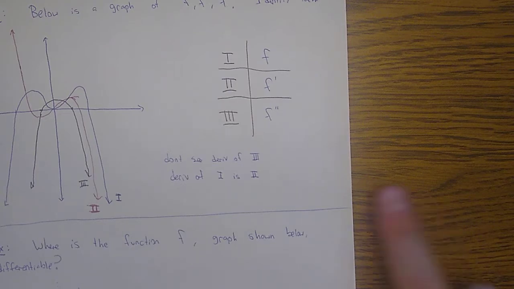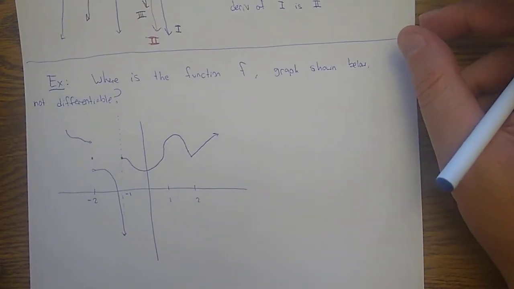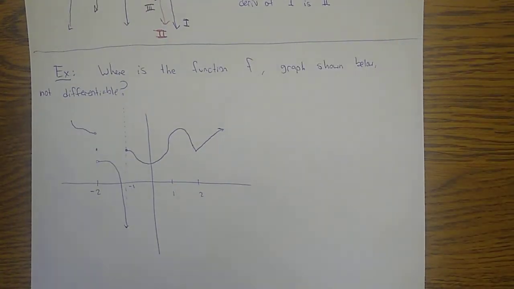Okay, so next example is about differentiability. Of course, we use the word differentiable to mean, can you take the derivative? And that may seem like a weird question, like why couldn't we?